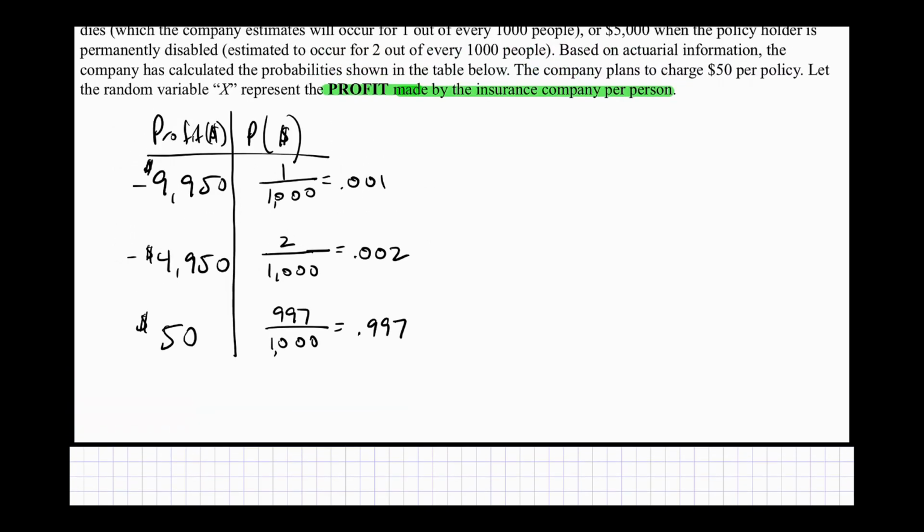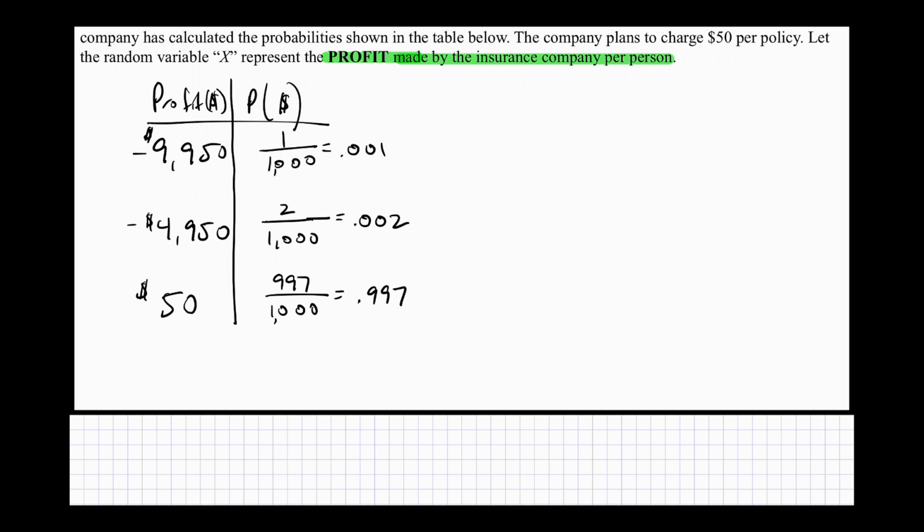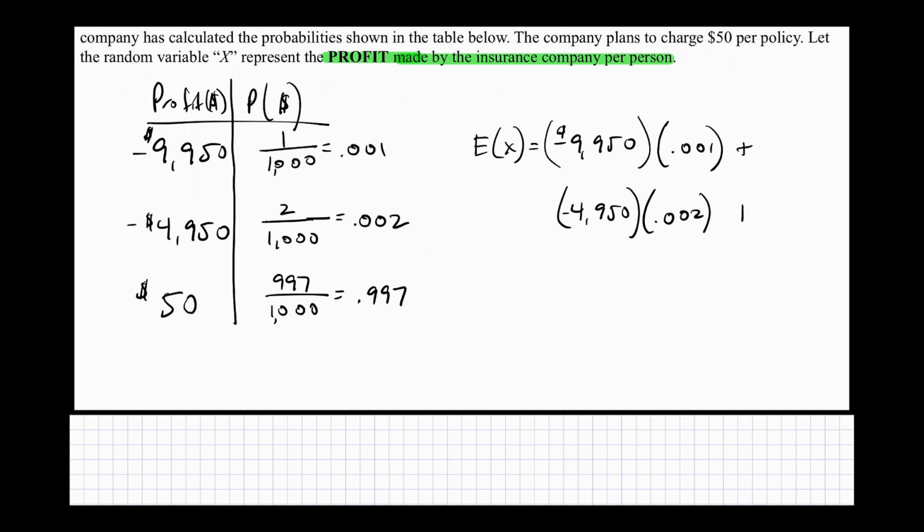So now what I have to do is use these probabilities to figure out what the company would expect to profit in the long run if there were millions of me, thousands of me, right? So we're going to use expected value. You can use your calculator if you want. Okay, let me know what you get. $30. 30.